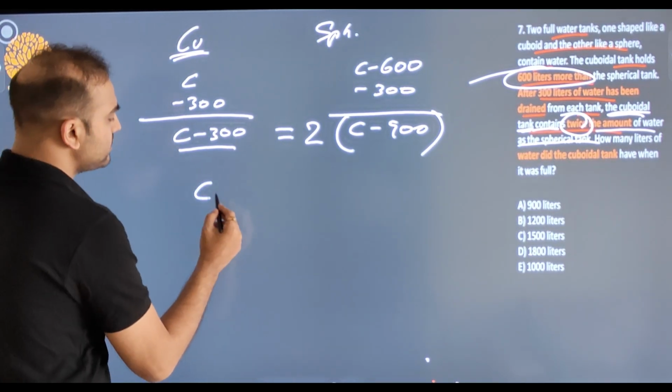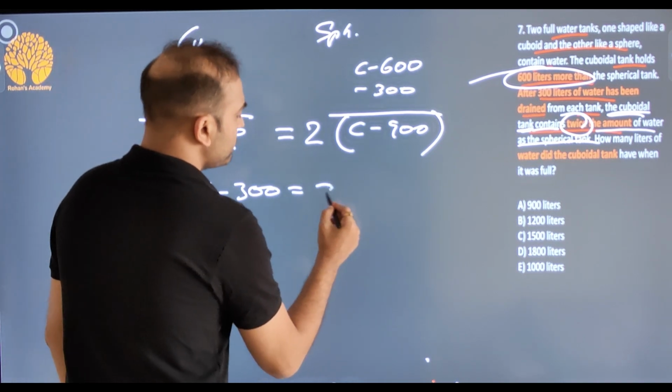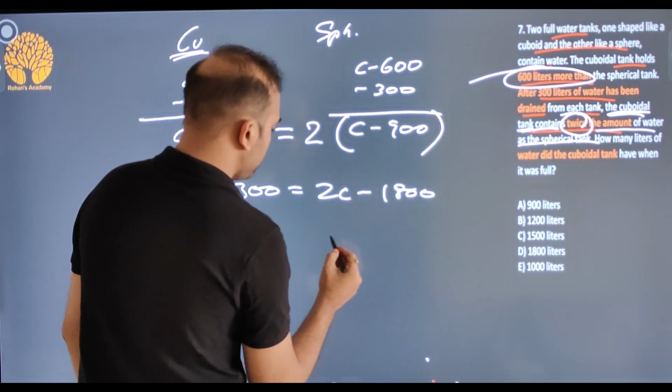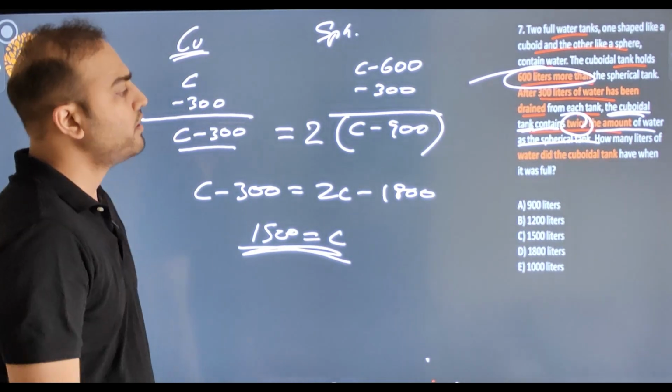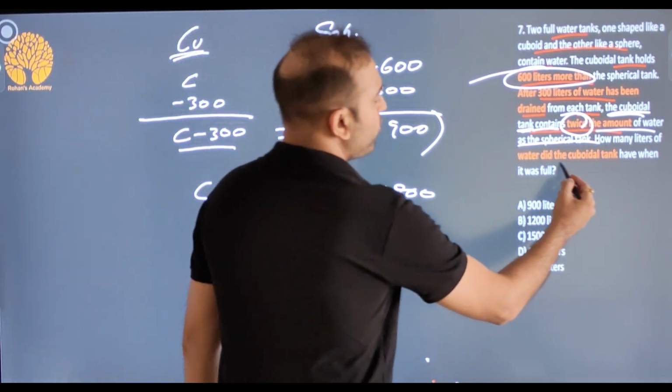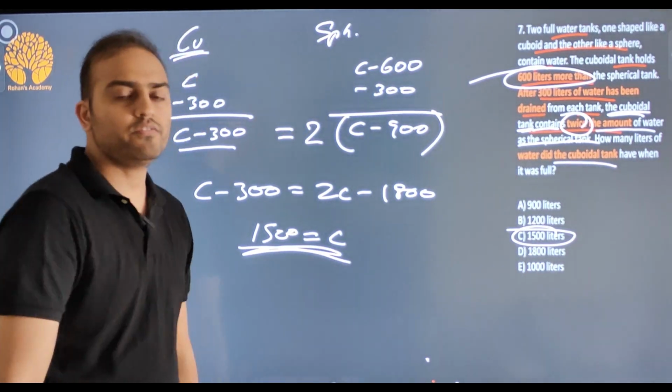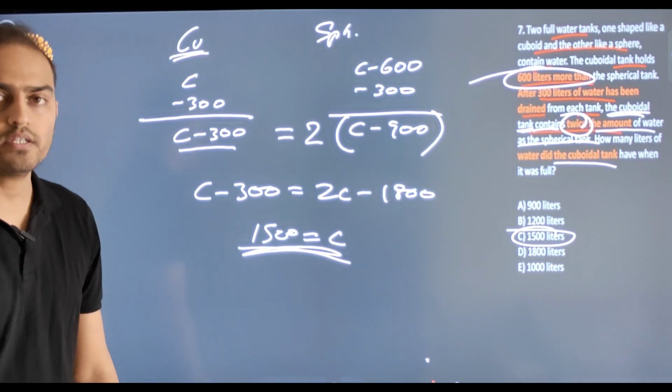Alright, now we just solve this. C minus 300 is 2C minus 1800. C is equal to 1500. So cuboidal tank had initially how much? 1500 liters. Okay.